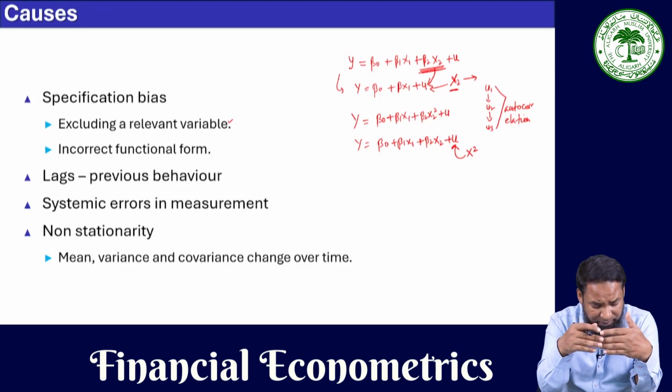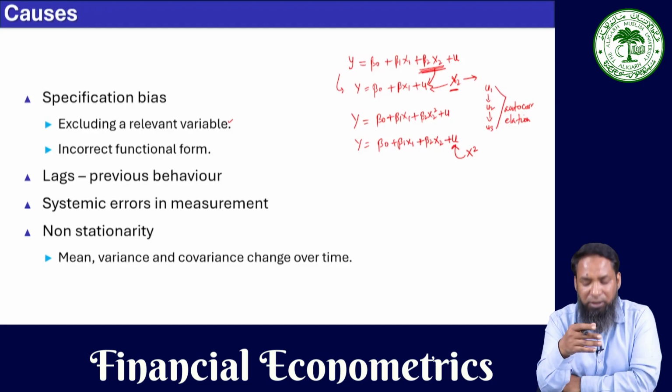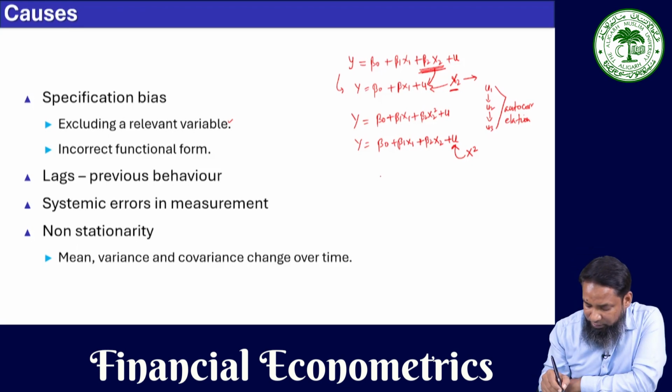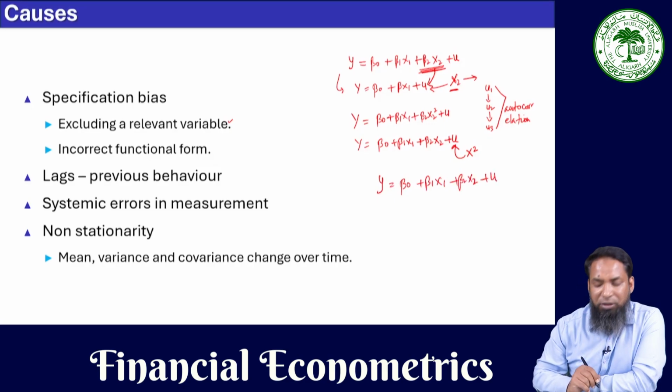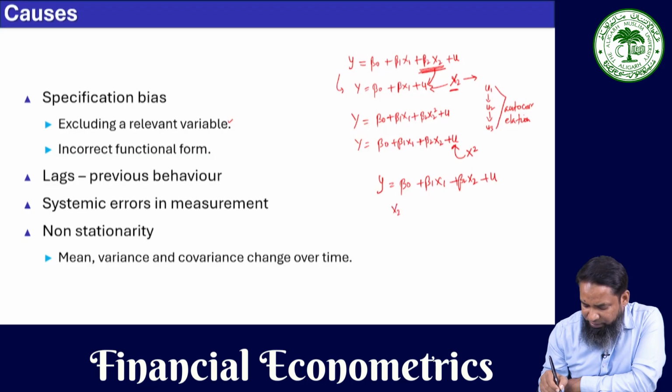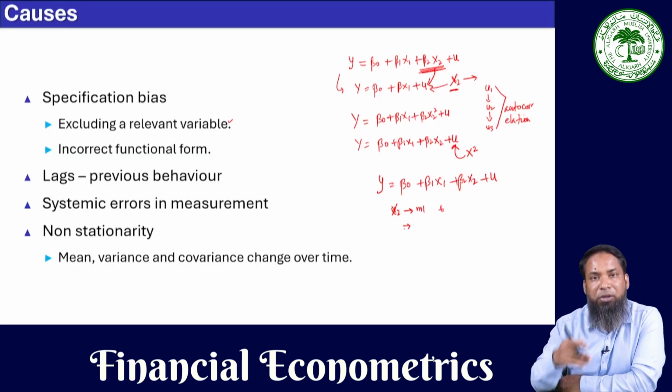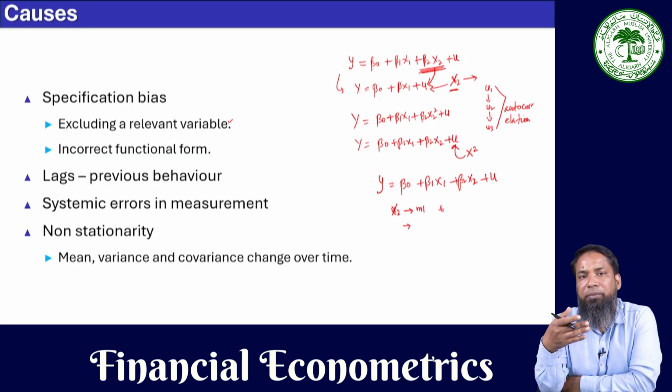Then the third is systematic errors in measurement. Let us see what we mean by systematic errors of measurement. Let us say we have the equation y equals beta 0 plus beta 1 x1 plus beta 2 x2 plus u. Now, let us say while we are measuring x2, we are making an error. That error we could call m1 at time t. Then in the next period, because we are having the same measurement issue, for example, let us say it is a faulty machine.